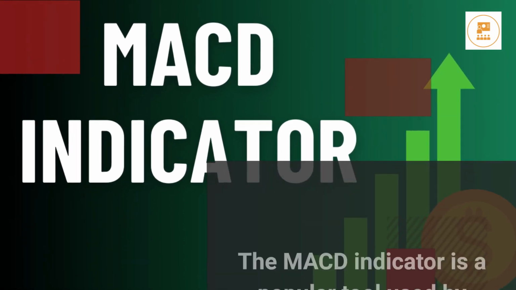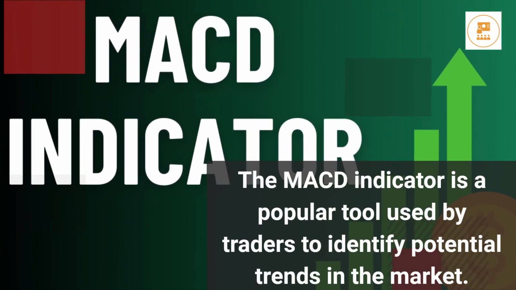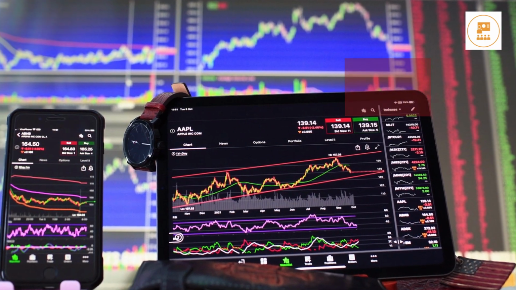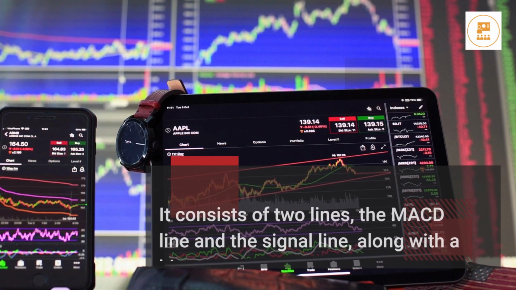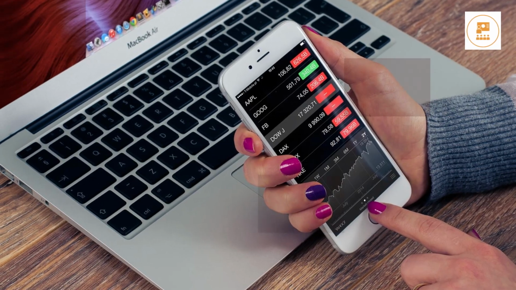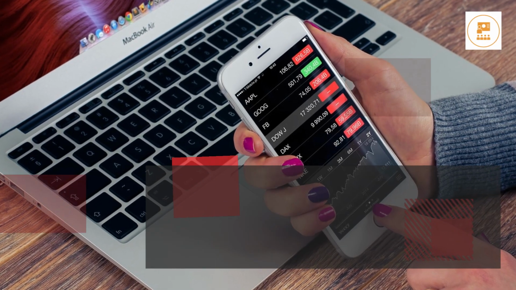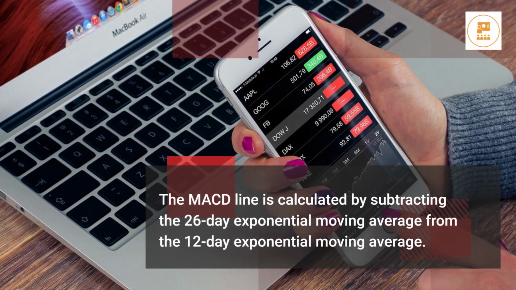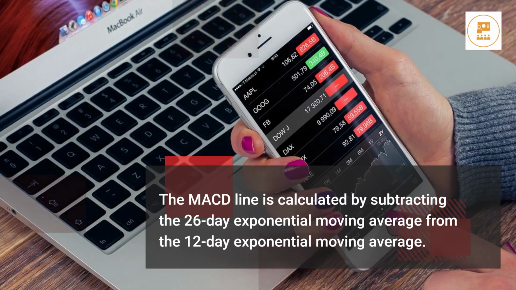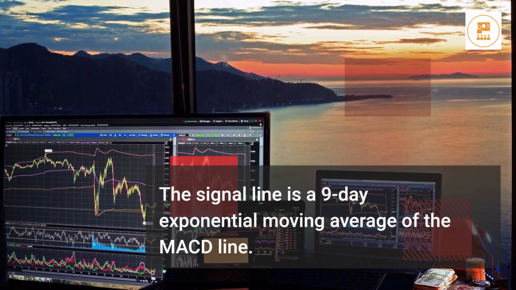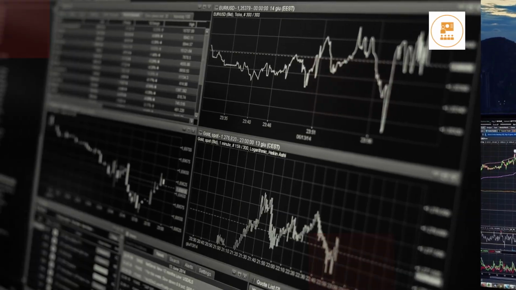The MACD indicator is a popular tool used by traders to identify potential trends in the market. It consists of two lines, the MACD line and the signal line, along with a histogram. The MACD line is calculated by subtracting the 26-day exponential moving average from the 12-day exponential moving average. The signal line is a 9-day exponential moving average of the MACD line.